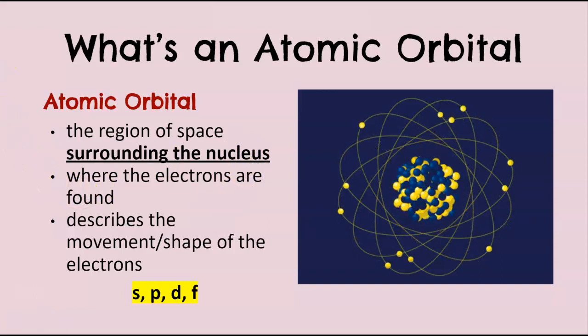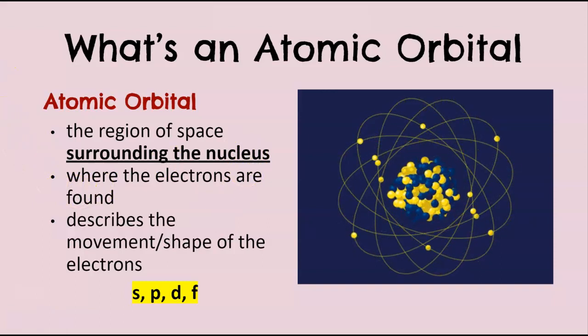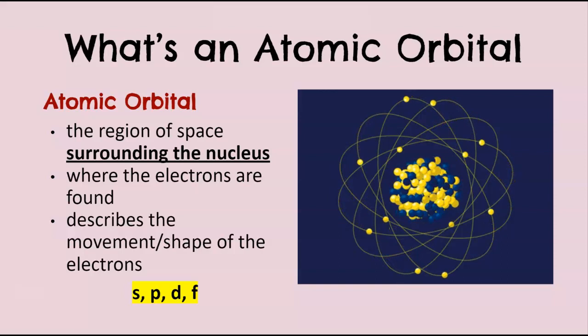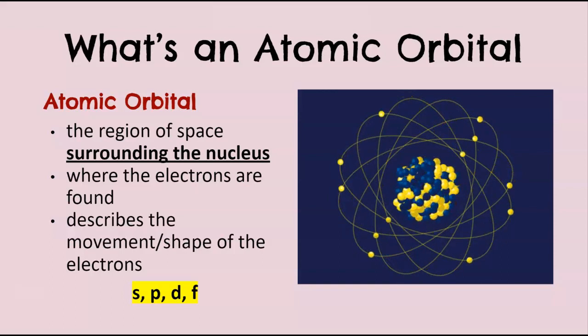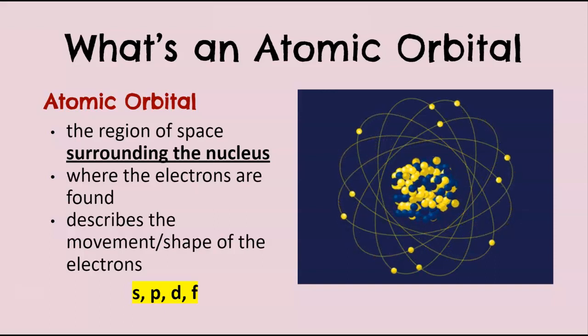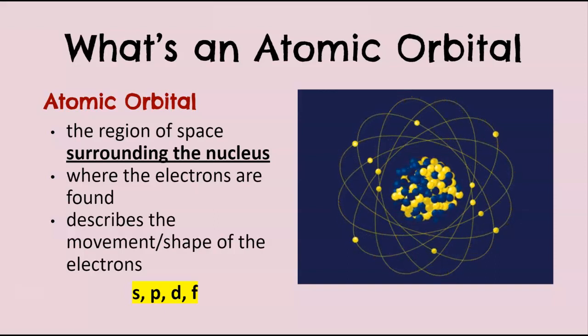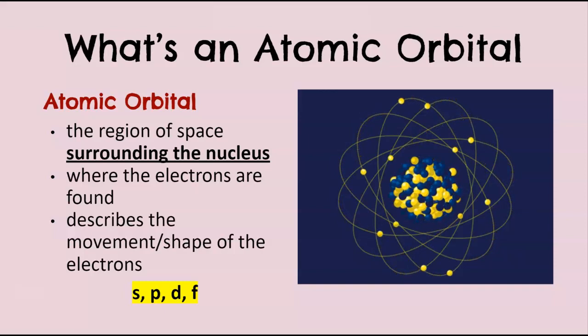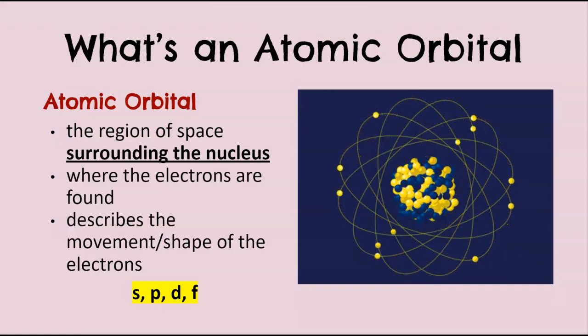So today we're talking about atomic orbitals. Now, we have to define that before we can create a diagram based on these orbitals. So an atomic orbital is the region of space surrounding the nucleus. This is where the electrons are found, and it just describes the movement and the shape of the electrons.